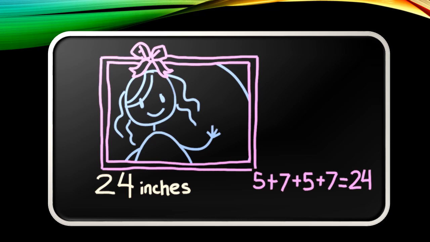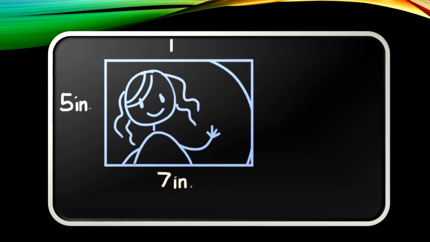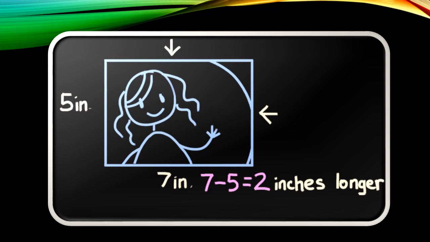And here's another question. How much longer is the long side than the short side? Ooh, this problem is asking me to compare, so I simply subtract the two numbers. 7 minus 5 equals 2. The long side is 2 inches longer than the short side. You can really solve a lot of problems by adding and subtracting measurements.